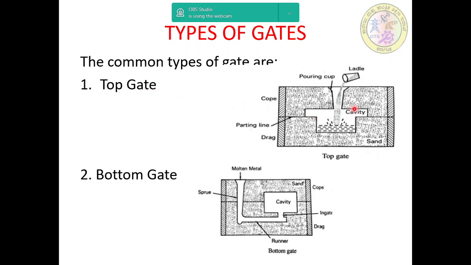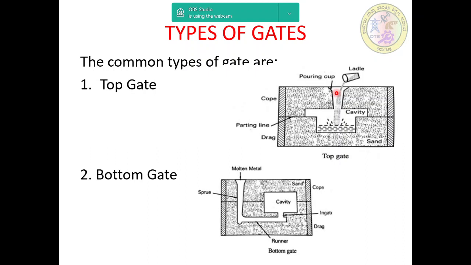Here the figure shows the top gate. This is the cope and then drag, two mold boxes, and this is the intersection of cope and drag, which is nothing but the parting line surface. This portion is the mold cavity. The main thing is, top gates are used only for simple castings, and then molten metal flows. This is the molten metal. Using the ladles we will pour the molten metal. The molten metal flows into the mold cavity directly from the top.